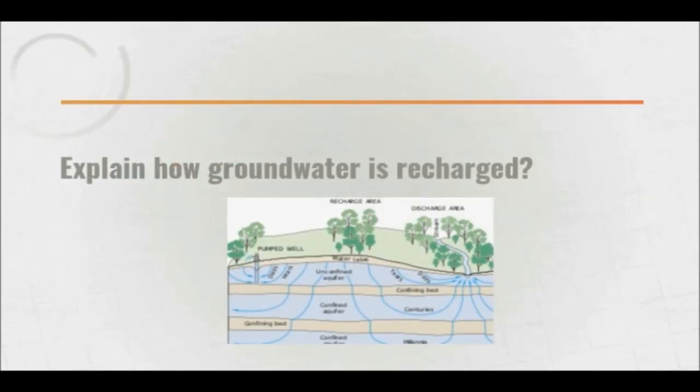Question. Explain how groundwater is recharged. There are 10 tube wells in a lane of 50 houses. What could be the long-term impact on the water table?